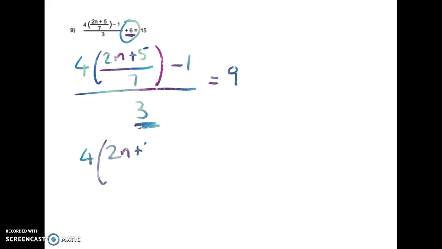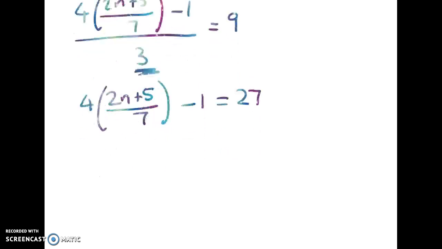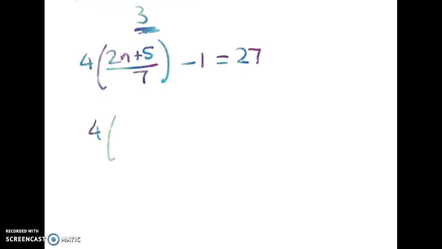So let's get into this one. We've got the equation there. The first thing that I'm going to do is subtract 6 from both sides. So we have 4 times 2n plus 5 over 7 minus 1 divided by 3 is equal to 9. So I've subtracted 6 from both sides. Next, I'm going to multiply through by 3. And this is what I get. I get 27. I'm going to add 1 to both sides. And I'm going to get 28.